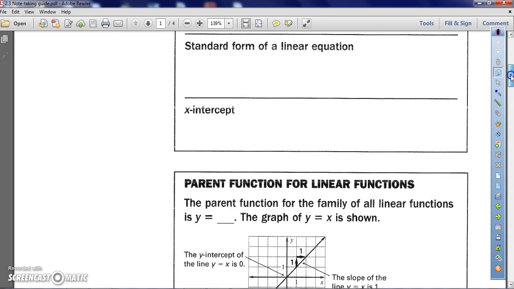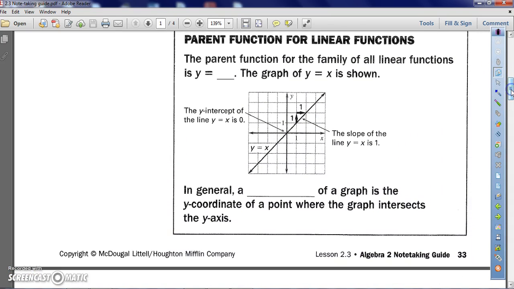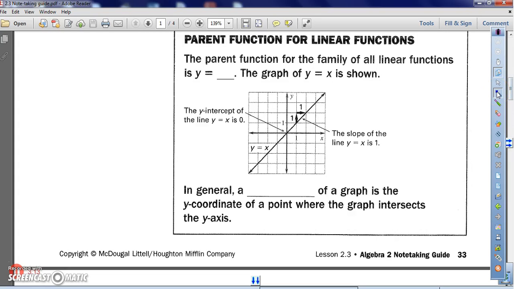Now we're going to talk about something called the parent function. The parent function for all linear equations is just simply y equals x. The graph of y equals x is shown down here below. For the graph of y equals x, our y-intercept is at 0. It's at the origin. And it has a slope of positive 1. So we go up 1, right 1, up 1, right 1, up 1, right 1. And that shows me points that the line goes through, so we can draw that line.